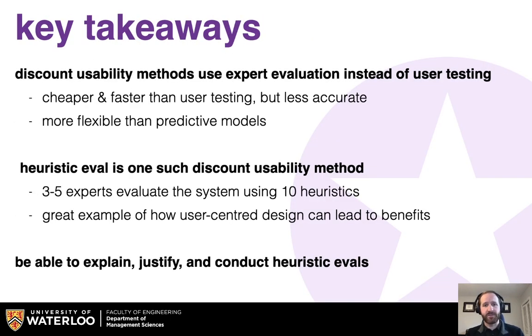So the key takeaways from this lecture are: discount usability methods use expert evaluation instead of user testing. It's cheaper and faster than user testing, but less accurate. And it's more flexible than predictive models. And heuristic evaluation is one such discount usability method. You get 3 to 5 experts evaluating the system using 10 heuristics, and it's a great example of how user-centered design can lead to benefits. So, be able to explain, justify, and conduct heuristic evaluations.